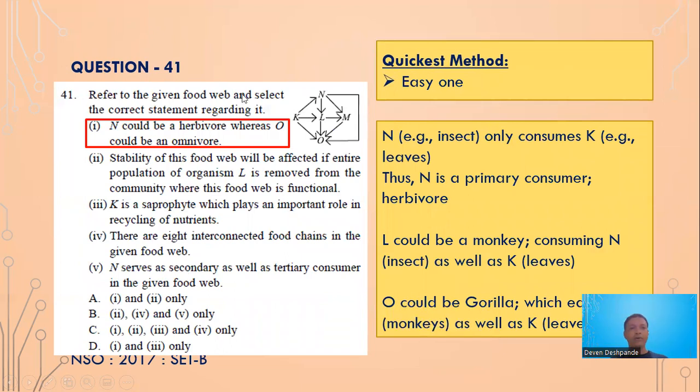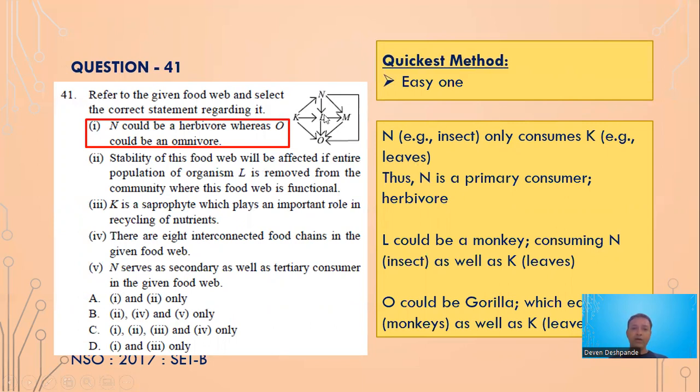Refer to the given food web and select the correct statement. So K is the starting of the food chain. It could be plants, isn't it? Normally it's plants. So N is eating the plant, L is eating the plant, and O is eating the plant. But L is also eating N, and L is eating plants and N, and N is only eating a plant, isn't it? So N could be the primary consumer, isn't it? Insect, which only eats leaves. So K could be leaves.